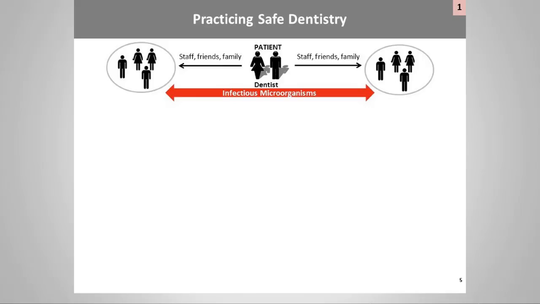So infection control strategies. First of all, keep in mind that infection control isn't just in the office. We all go home. We all have not only staff, friends, and family, but we have our patients. And these things can be spread laterally and vertically from the different places we go.